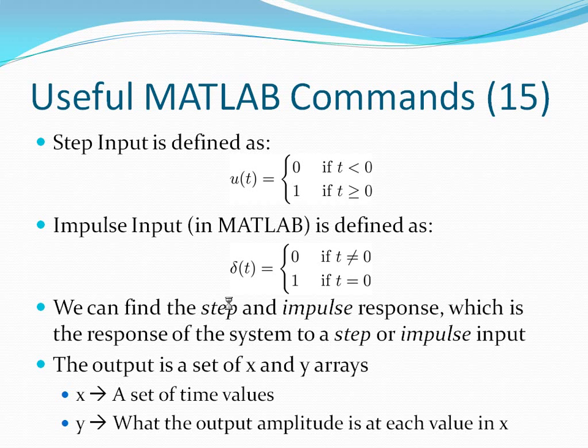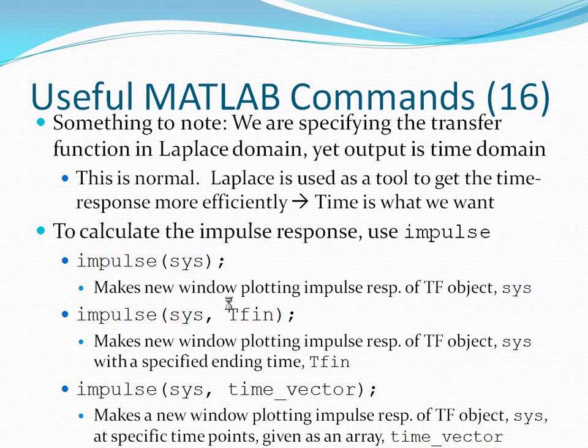When you run the step or impulse response commands, the output will give you a set of x and y arrays. The x array gives you the set of time values, and the y array tells you the amplitude at each corresponding time point in the x array. Something to note: we're specifying the transfer function in the S domain, yet the output is in the time domain. This is perfectly normal because the Laplace transform is a tool to get the time domain response more efficiently. Time is essentially what we want, but we transform it to a different domain to analyze the characteristics a lot more easily. That's why it's called a Laplace transform.